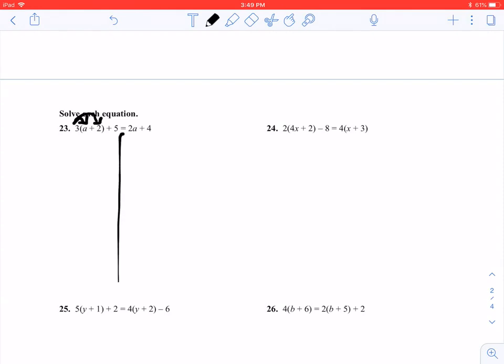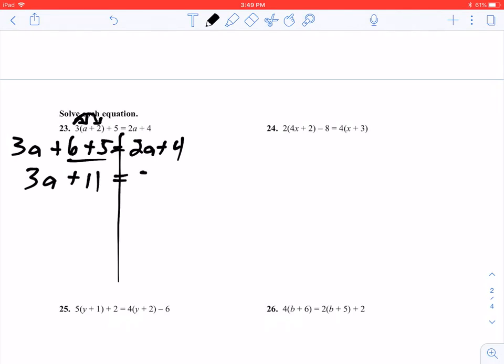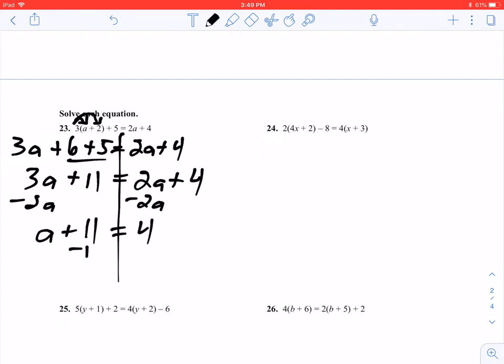Now on the right-hand side, there's nothing to distribute. So you're going to have 3a plus 6, and then there's still a plus 5 there, equals 2a plus 4. Now from there, the 6 and the 5 need to combine first, so you have 3a plus 11 equals 2a plus 4. Now the left-hand side is simplified, the right-hand side is simplified. Now we can move our like terms together. So we're going to get a plus 11 equals 4. And then we're going to subtract 11, and we get a equals negative 7.